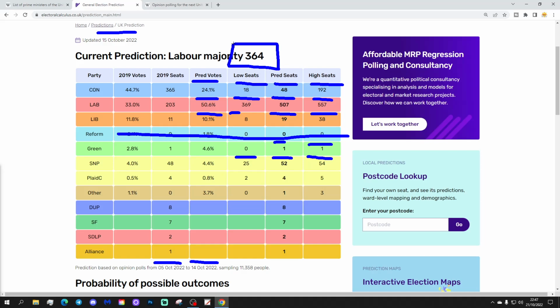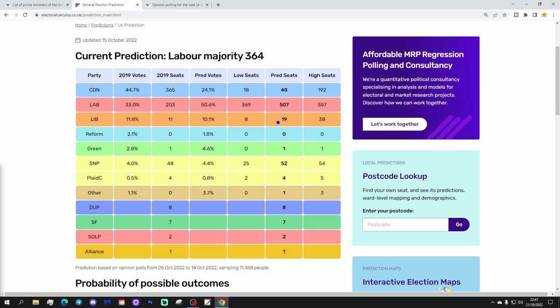364 seats. And bear in mind the Tony Blair landslide majorities of 1997 and 2001, I think was around 170, 180, something like that. So, that was a pretty catastrophic result for Conservatives. It took them over a decade to recover. But obviously, a 364 majority and Conservatives down to 48 seats would be complete and utter wipeout. There is the potential there for the SNP to become the official opposition.